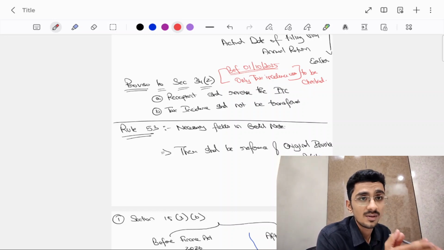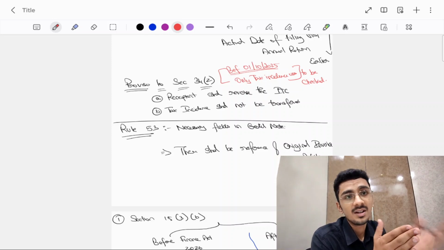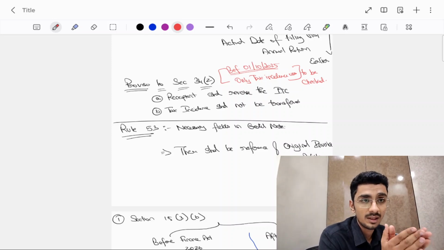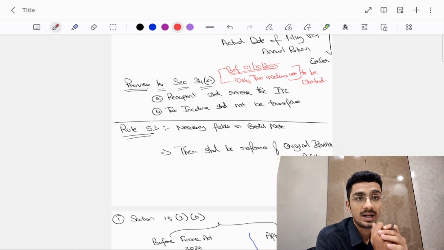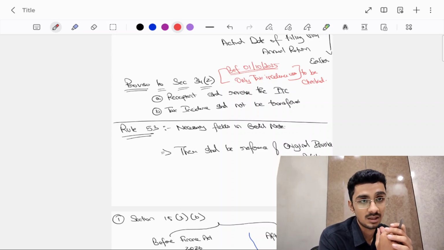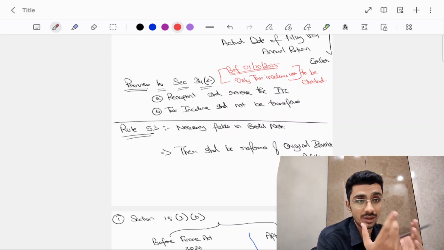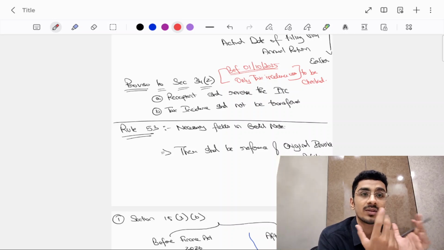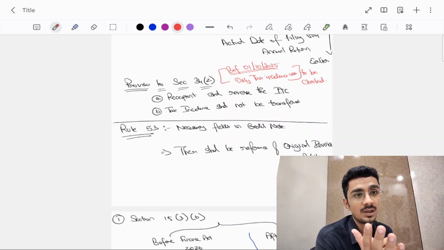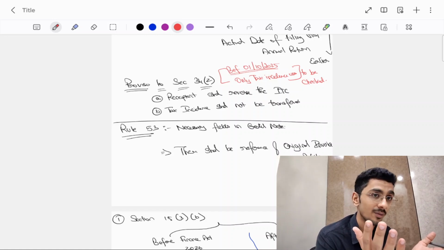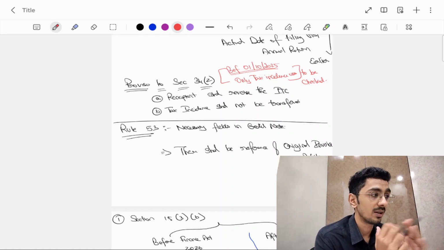pre-existingly, the recipient reversing the ITC component was already given in section 15. So it was not necessarily required to have an additional provision, because it was already a condition as per section 15, subsection 3, clause B. To raise a credit note, you need to satisfy the following conditions. So even though this is clarificatory in nature, in the face of law, now in both places there is a consistency: even in section 34, the recipient should reverse their ITC component is being mentioned over here.